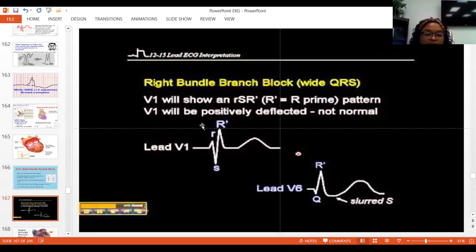Here's just another illustration of that. V1 shows an RSR pattern. And here we see that, RSR. And V1 will be positively deflected, which is not normal. Okay. So your V1 should be negative, okay, but it's showing it has a positive deflection as well. And if you look in lead 6, V6, you see the slurred S wave.